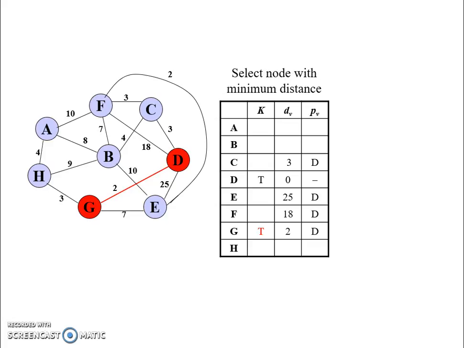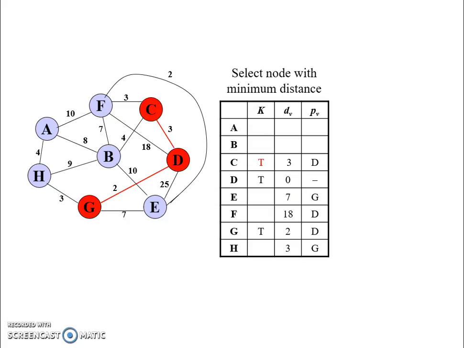Now we have to find the direct immediate neighbors of G. The immediate neighbors of G are H, D and E. Among those, D is already visited, so we see only H and E. For E, the distance from G is 7. But previously the distance for E was 25, so we replace 25 by 7. And for H, it is already infinity, so we place the value 3. We have to change the node as G in both cases.